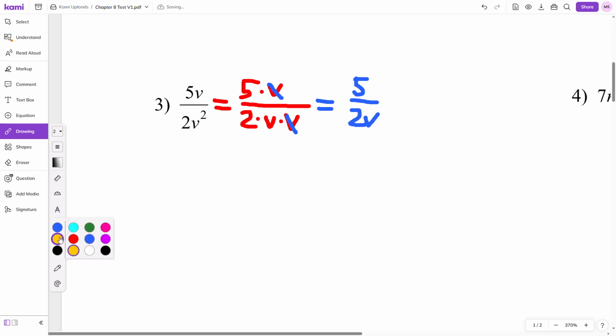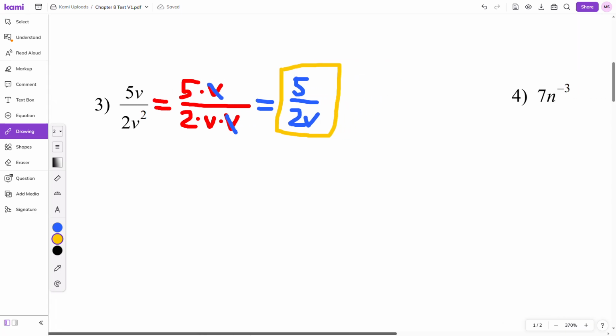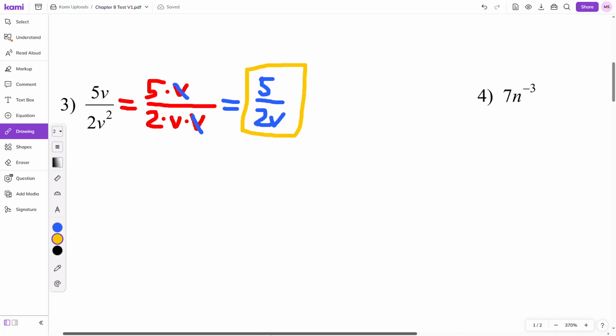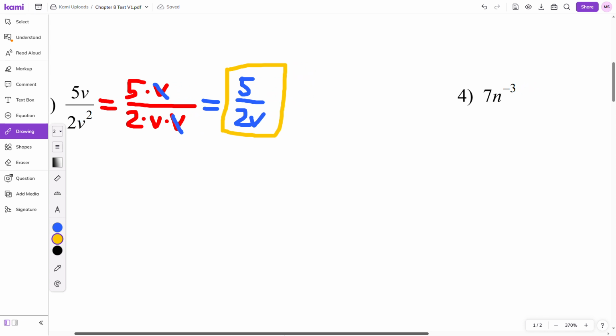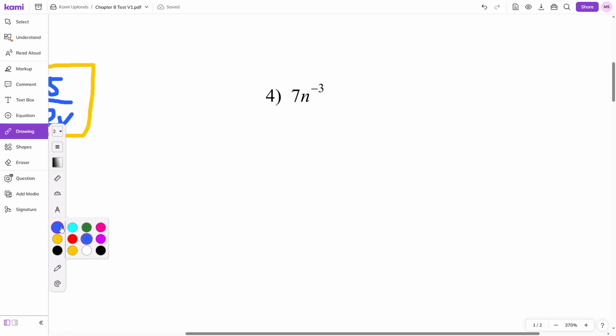And so that's all it is for number 3. That was super easy. We just break it down by its factors and then cancel whatever is in common, because v divided by v is 1, and 1 disappears in multiplication and division, so therefore we're just left with 5 over 2v. Number 4: 7 times n to the negative 3.